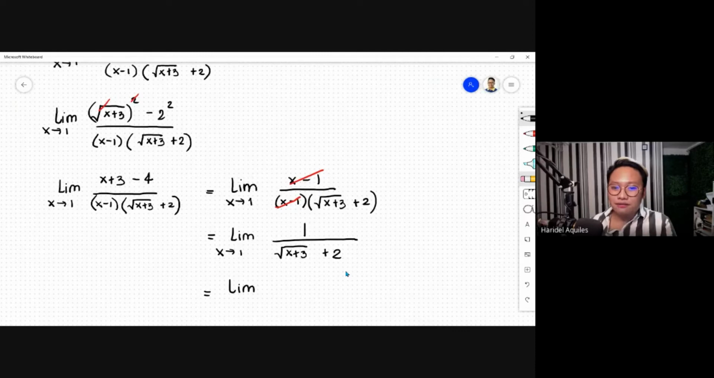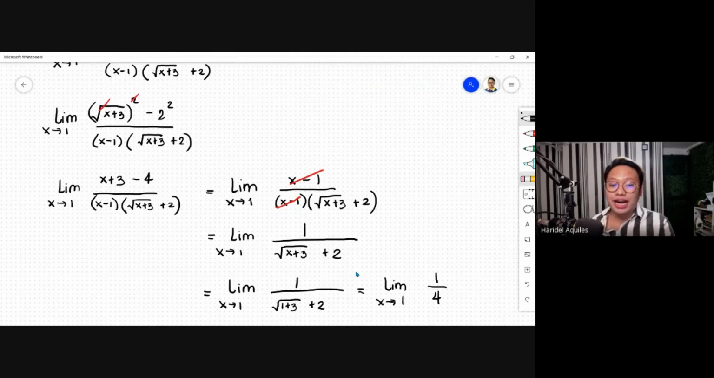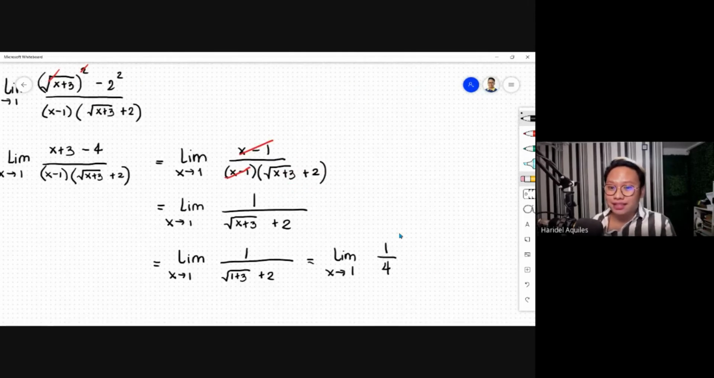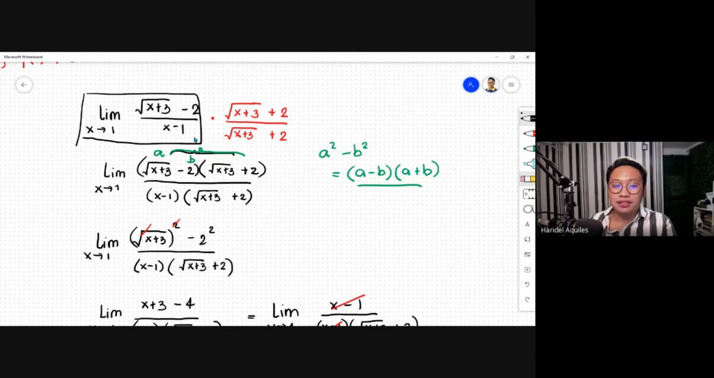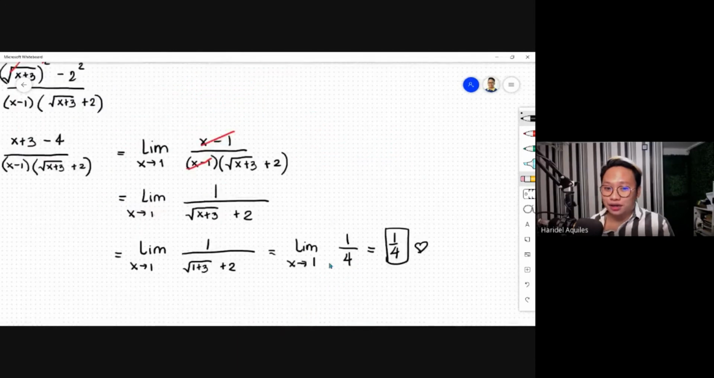Limit of 1 over square root of 1 plus 3 plus 2, as x approaches 1, we would get limit as x approaches 1 of 1 over 4, right? And what is the limit of a constant? That's equal to the constant itself. So it's 1/4. In other words, the answer for this example, the limit of square root of x plus 3 minus 2 over x minus 1 as x approaches 1, is 1/4.